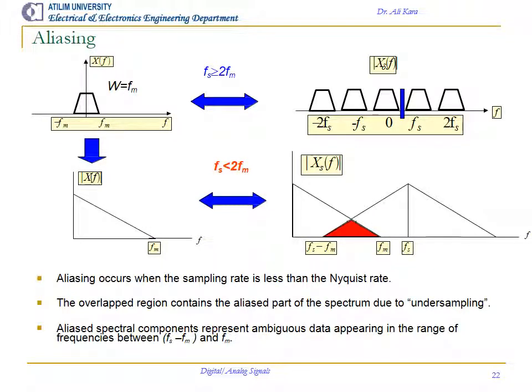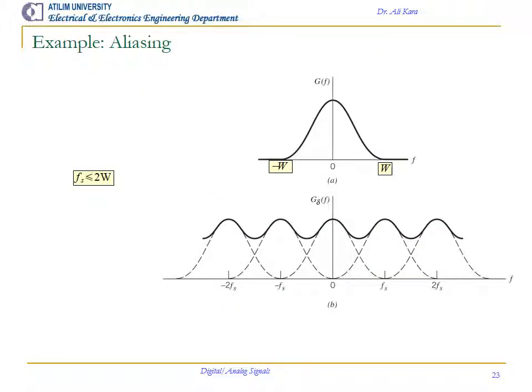Aliasing. Aliasing occurs when the sampling rate is less than the Nyquist rate. The overlapped region contains the aliased part of the spectrum due to undersampling. Aliased spectral components represent ambiguous data appearing in the range of frequencies between fs-fm and fm. Example, aliasing. Here you can see how distorted the resulting spectrum is if the sampling frequency is chosen to be less than 2 times the bandwidth of the message signal.